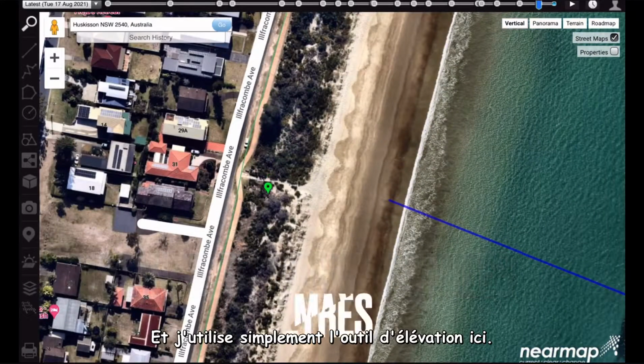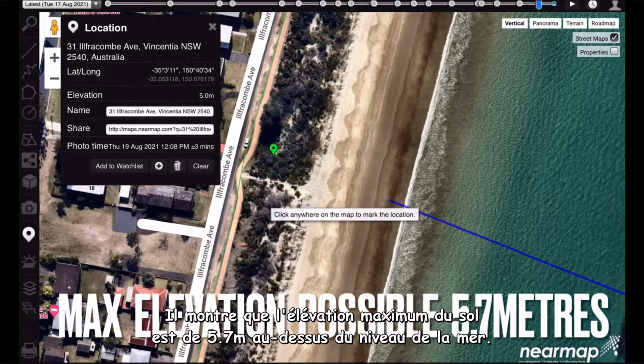And I'm just using the elevation tool here to show that the highest elevation possible is about 5.7 meters above sea level.